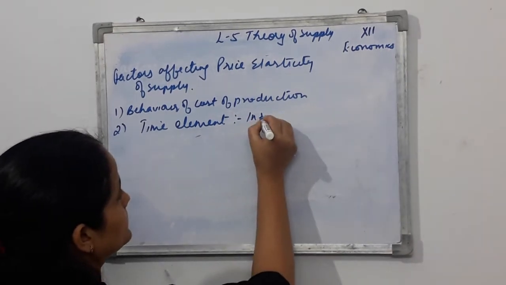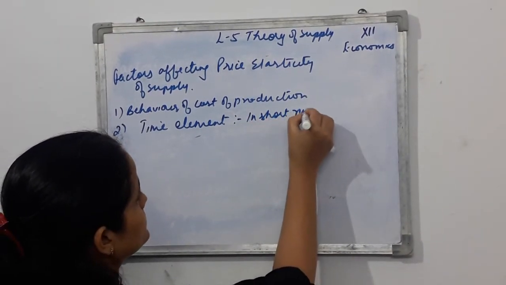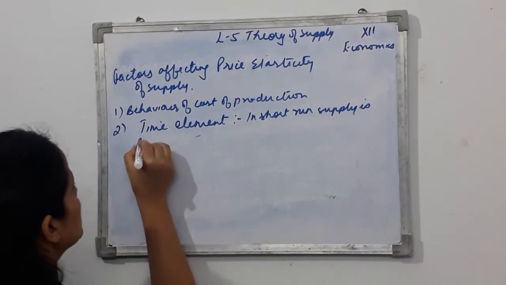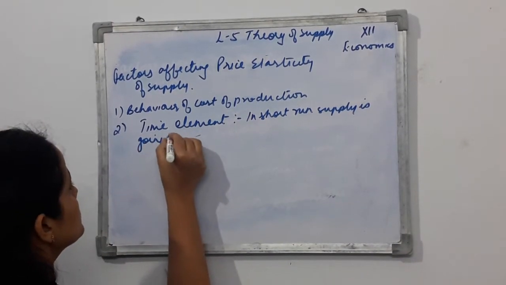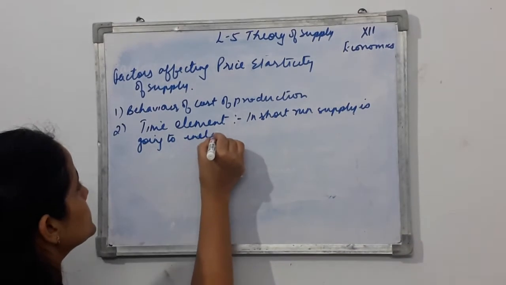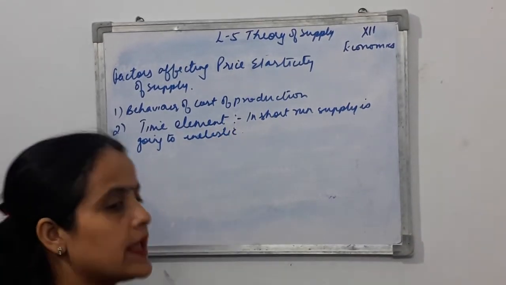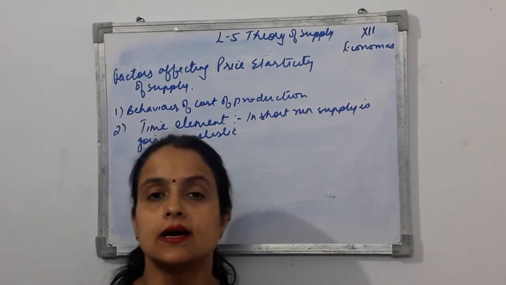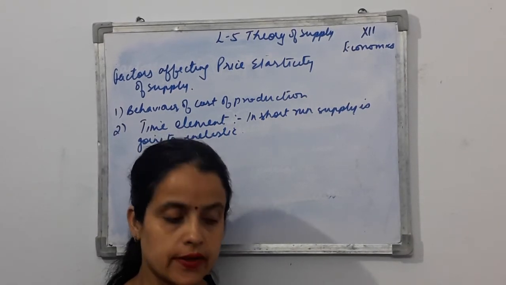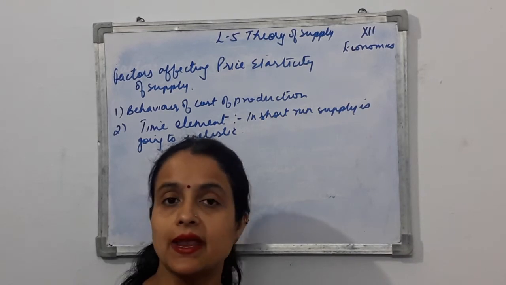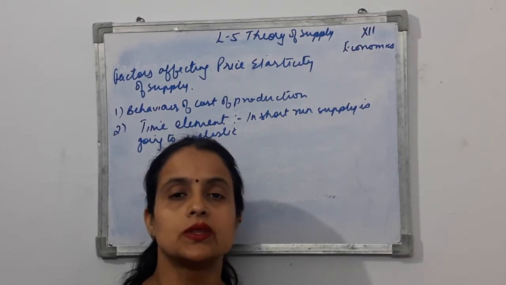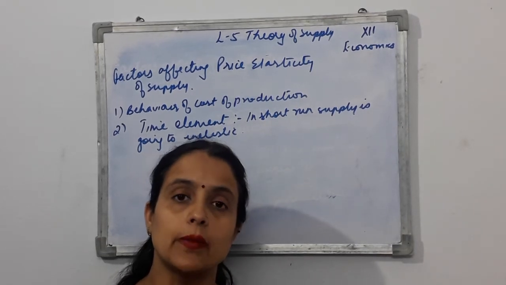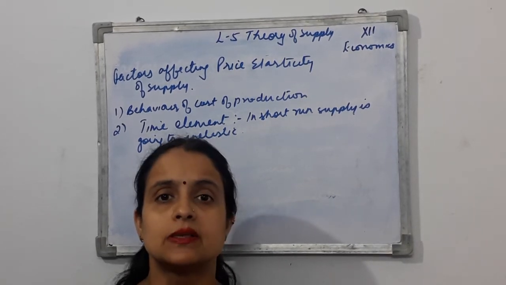In short run, supply is going to be inelastic. Why are we saying so? Because in short run, it becomes difficult for the producer to arrange for the raw material, to arrange for the input, to arrange for the machinery. So in that case, what is going to happen? The producer will not be able to increase or decrease the supply.